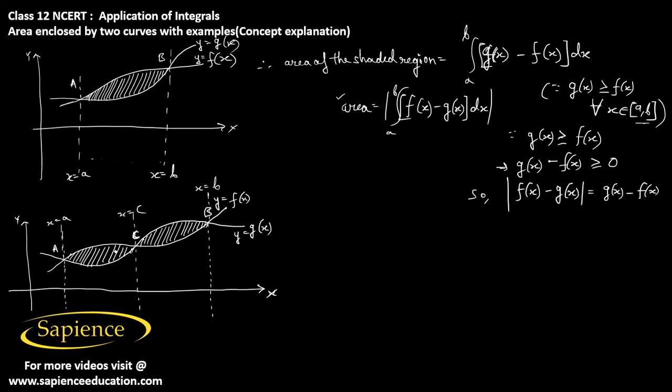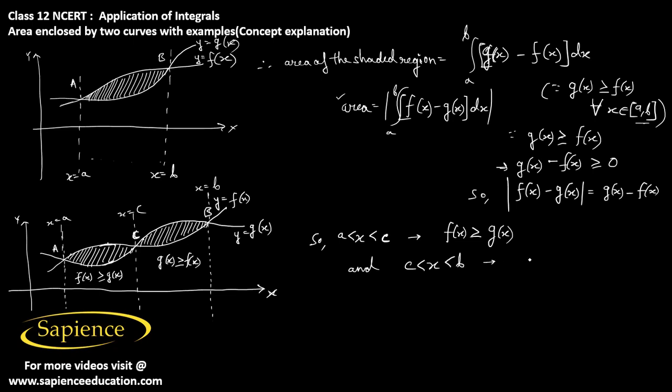So now here in this region, the function f of x is more than g of x. So here f of x is greater than or equal to g of x. And in this region, g of x is greater than or equal to f of x. So we can say that in the interval from a to c, f of x is greater than or equal to g of x. And in the interval x going from c to b, we can say that g of x is greater than or equal to f of x.